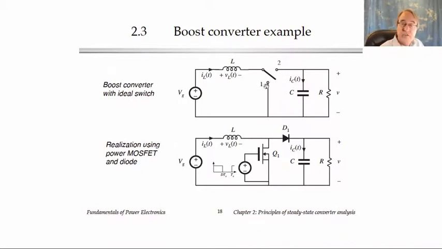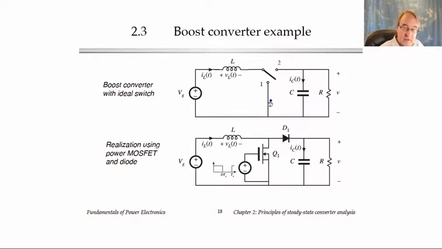The switch is in position 1 for this first interval of time DTs, and it is in position 2 for a second interval of time D'Ts. I've also labeled the inductor voltage and current, as well as the capacitor voltage and current.